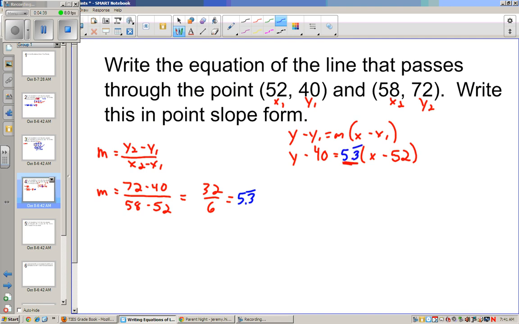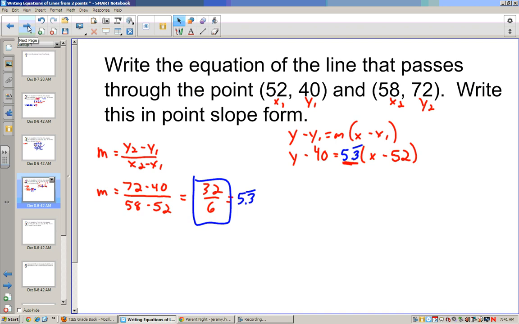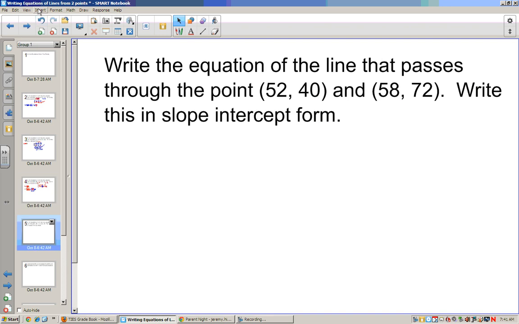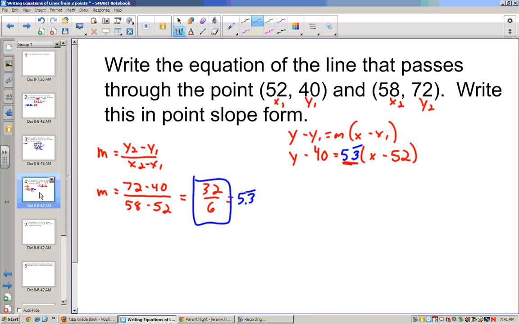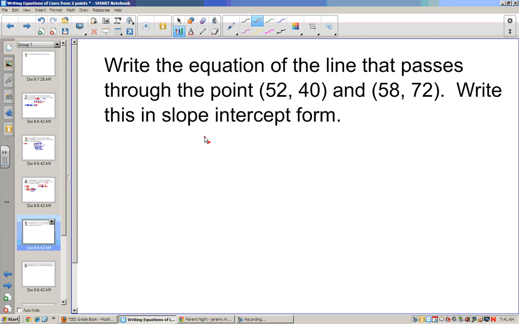We could just do that, or you could have put 32 over 6 in. Either of those would work just fine. Now, when we want to put this in slope-intercept form, this is when the fraction would have been a little bit better, but so y minus 40 is equal to 5.3 repeating times x minus 52.